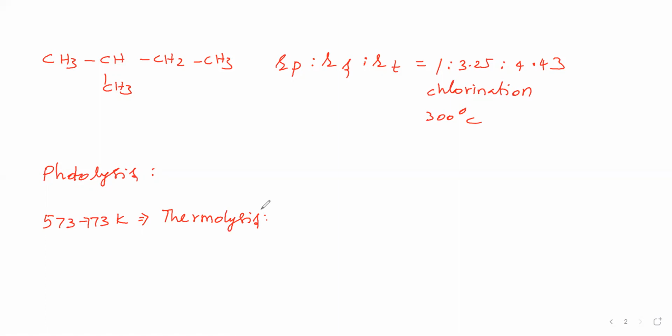Now we will take an alkane, that is propane. We will take this for monohalogenation, monochlorination at 300 degrees Celsius. So this propane is taken for monochlorination. What are the products we will get? That we will see.